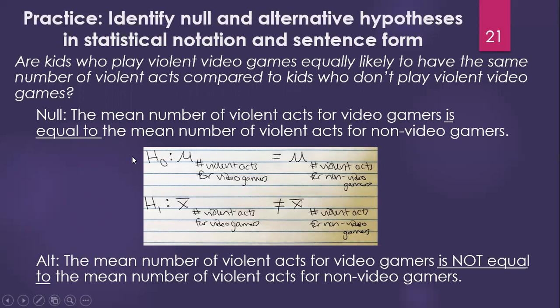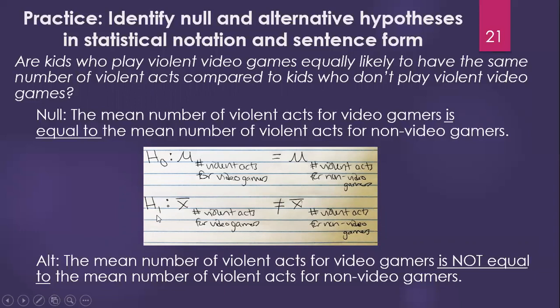Null hypothesis, remember, is always a statement of equality. So start by setting it up with your H0, is your mu, that's your mean, equals your mu. Fill in what's your dependent variable on both sides, and then how your independent variable breaks down into the two groups. So we're comparing the mean number of violent acts for video gamers is equal to the mean number of violent acts for non-video gamers. We're saying that these two groups are equal. That's your null.